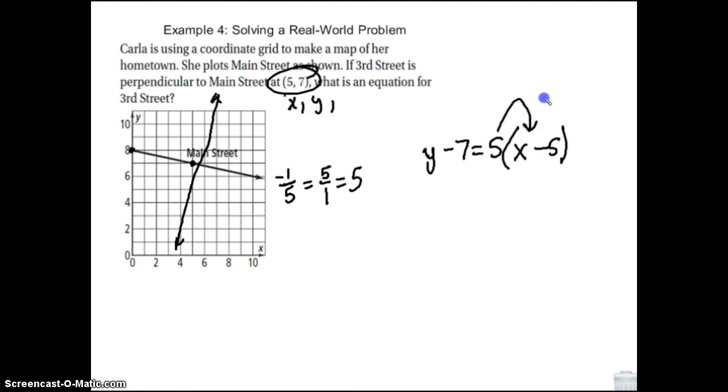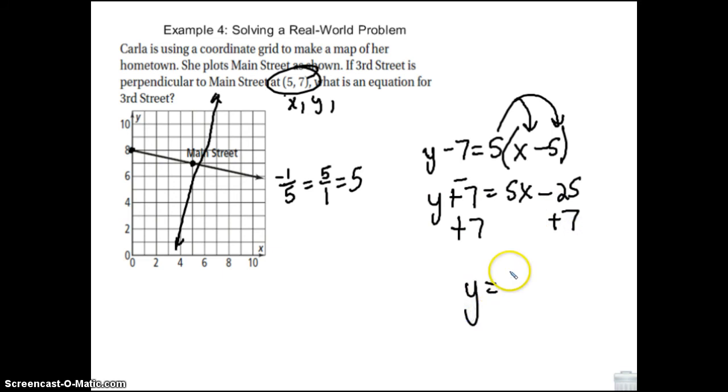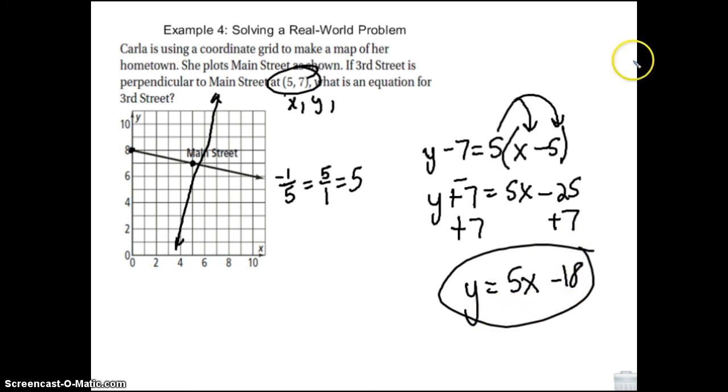So distribute the 5. It makes it a lot easier so I don't have to work with fractions. y minus 7 equals 5x minus 25. That's a negative 7, so we're going to add 7. And we're going to get y equals 5x minus 18, because negative 25 plus 7 is negative 18.